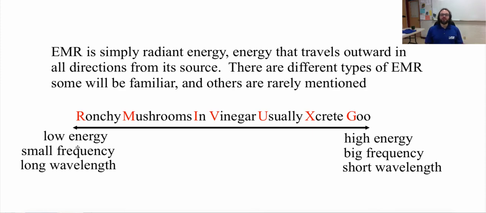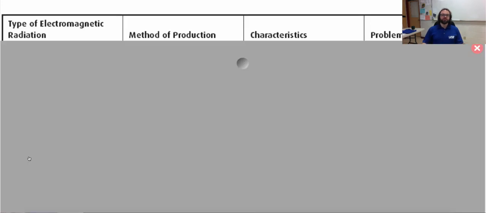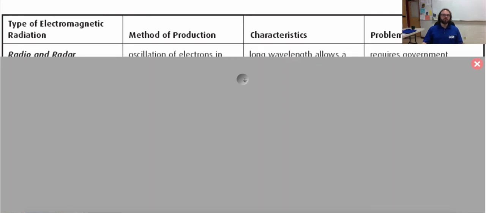Raunchy stands for radio, which is the largest wavelength or smallest frequency. Mushroom stands for micro. I is for infrared, V is for visible, U is ultraviolet, X is for X-ray, and G is for gamma. So, types of radiation and what they do. Let's take a look at this.